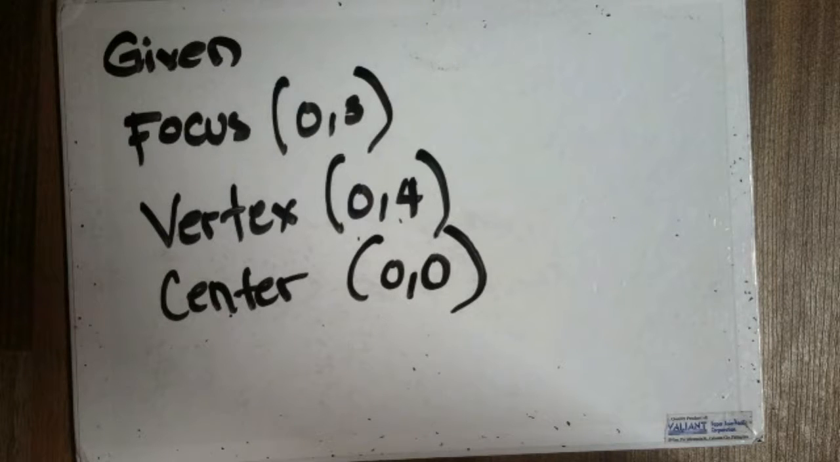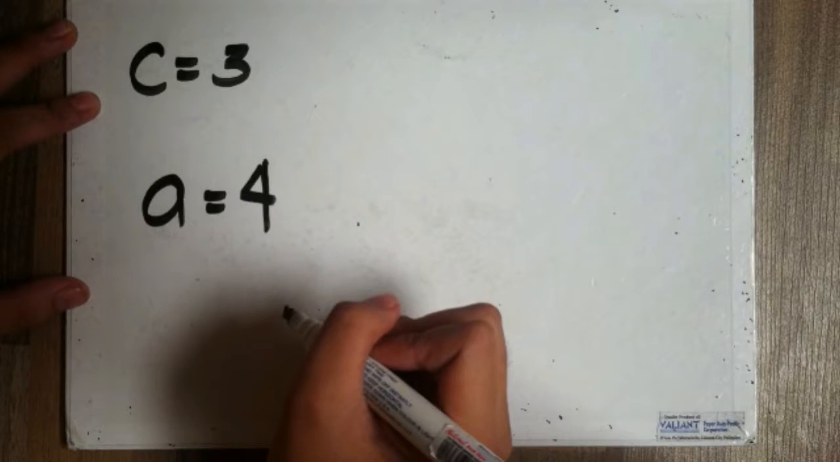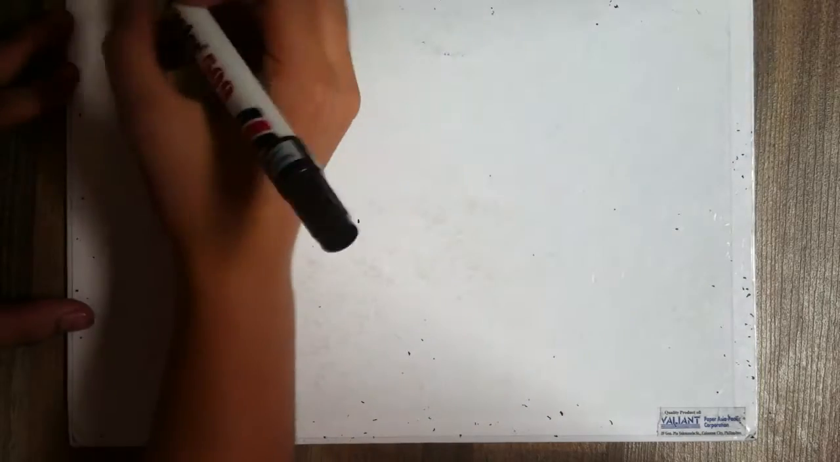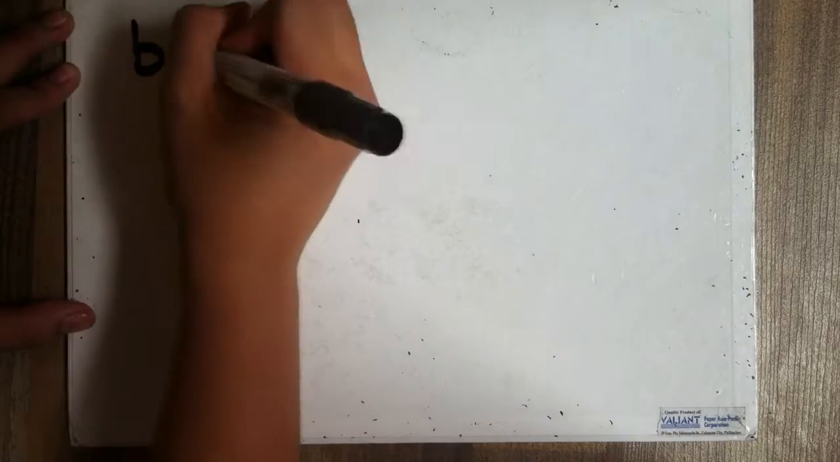Now for our last condition, the givens are focus at (0, 3), vertex at (0, 4), and its center is located at (0, 0). We can then simply say that c is equal to 3 and a is equal to 4. So now, once again, what's missing is b.